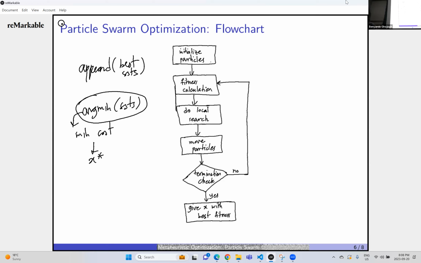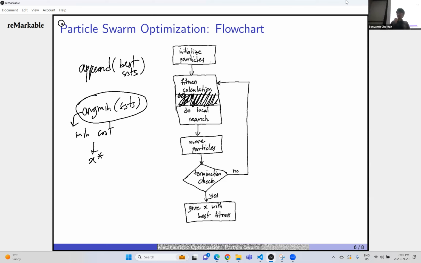I think you're right. It's better for them to be one block, because when you are doing the local search, in each local search you do the fitness calculation, and then you return the best of each particle. Yes, thank you. So this is a better flowchart. What I mean is that in each iteration, every particle should do the local search and return its best solution, and then you compare the best solutions and move the particles accordingly. Thank you for correcting me.